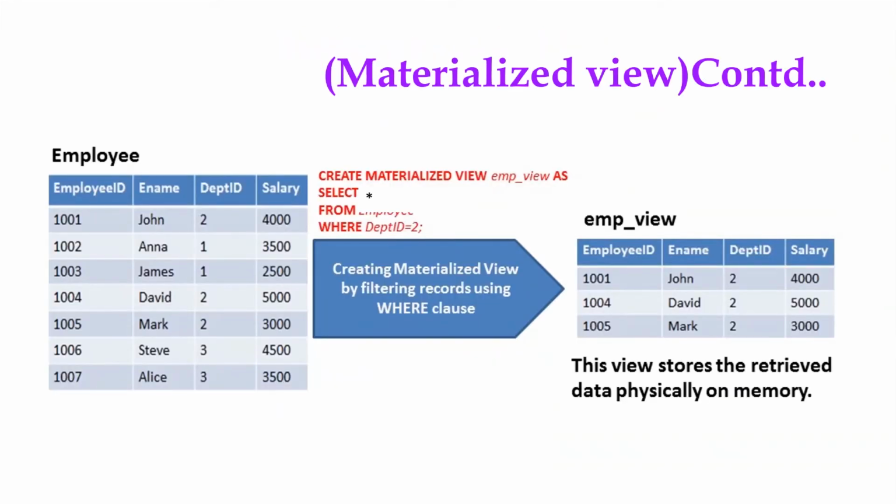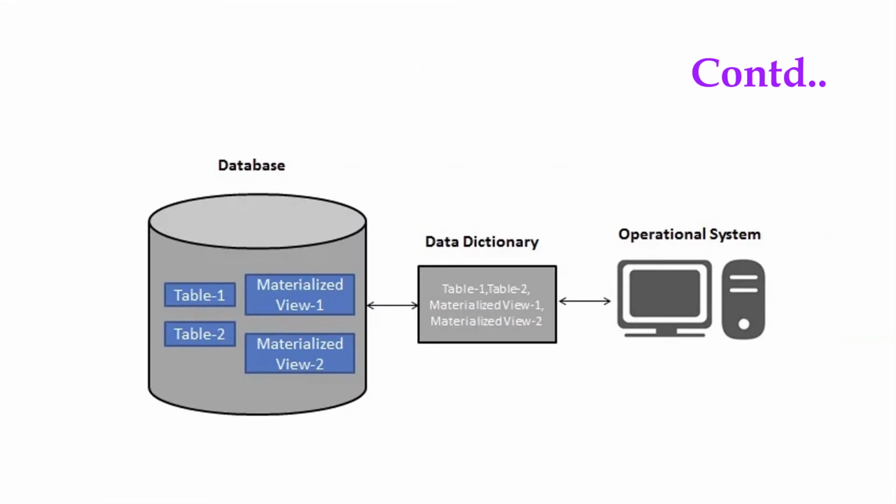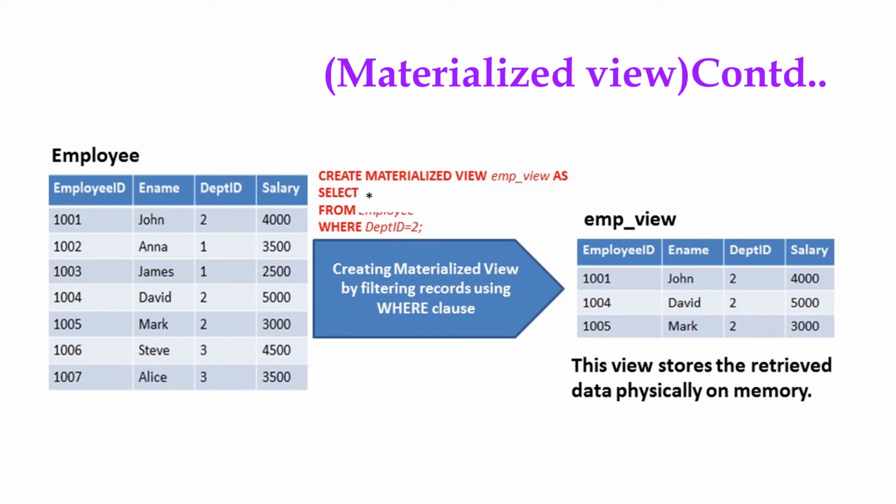So let us see how the materialized view looks. This is again the same employee table, from which I am going to create a view called employee view by selecting all the attributes from employee which match my department ID as 2. So I have got my view like this, and I am going to store all these details physically in memory in the database. So it creates a data dictionary. Whenever the table employee is updated, my employee view also should get updated.